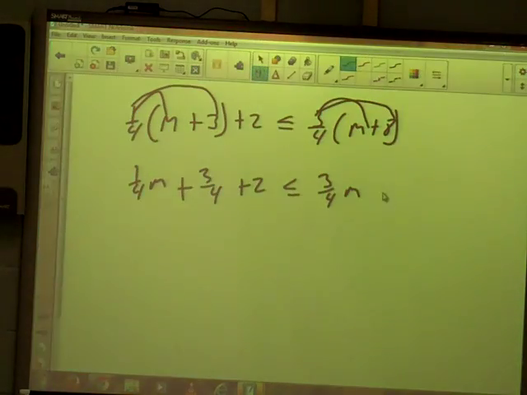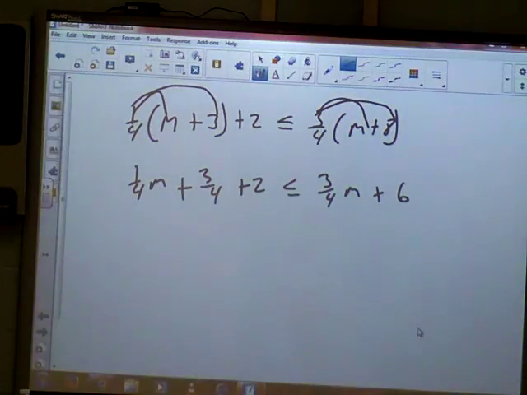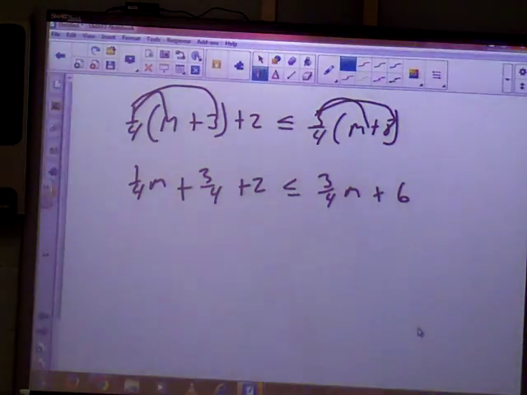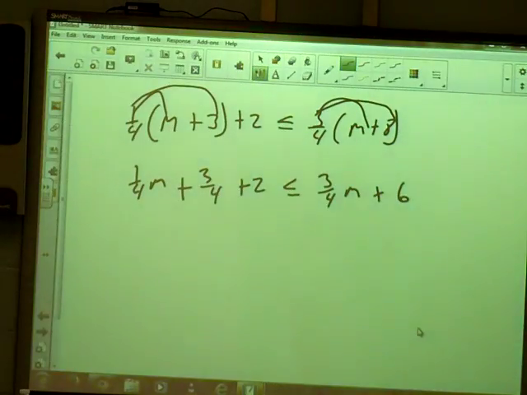3/4 times 8, that's a friendly fraction. Because I know 8 over 4 is the same as 2, so 3 times 2 is 6. If you still are struggling with that mental math of fractions, it's not the end of the world. Put it in your calculator. I hate saying that, but at this point, 12th grade's not the time to teach fractions.